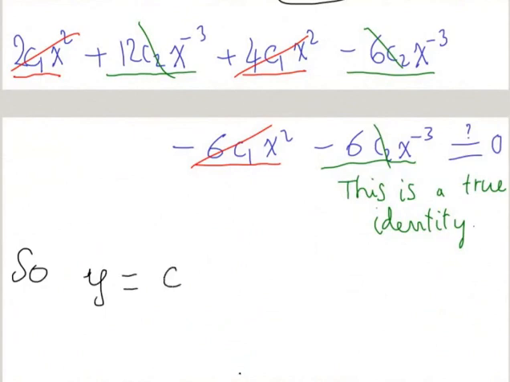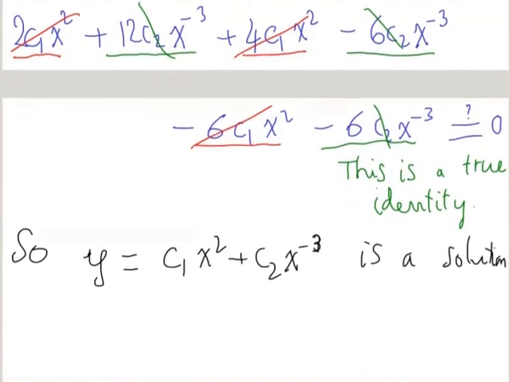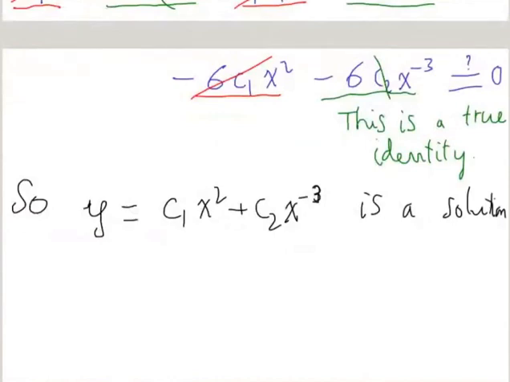So y equal to c1 x squared plus c2 x to the negative 3 is a solution. It doesn't matter what constants c1 and c2 are, we will always have a solution. So by choosing different values of c1, c2, we will have different solutions. So you see that we have a lot of solutions here. Starting with only 2 solutions, we have a lot of them.